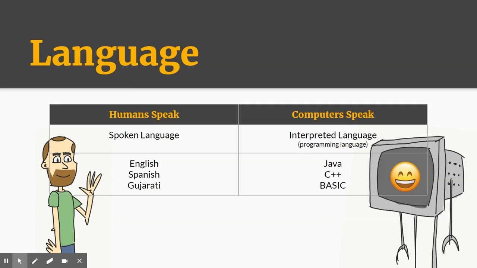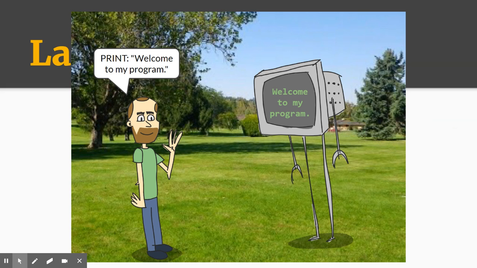That's because a human speaks a spoken language, and some examples of spoken languages are English, Spanish, Gujarati, but computers do not. Computers speak an interpreted language, or in other words, a programming language. Some examples of programming languages are Java, C++, and BASIC. So if you told it a command, it could follow that command.